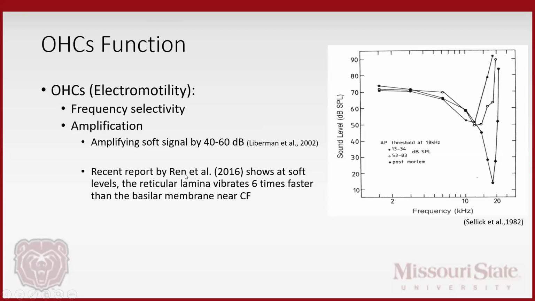Some more recent research, because those studies were done on measuring vibration of the basilar membrane, but more recent research looking at the vibration of the reticular lamina shows that the reticular lamina vibrates at a rate of about 6 times faster than the basilar membrane, especially around the characteristic frequency and for soft levels, which is again as a result of that electromotility, as a result of the contraction, elongation that's happening pretty fast by the outer hair cells.